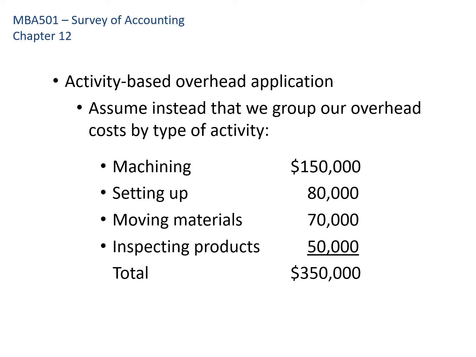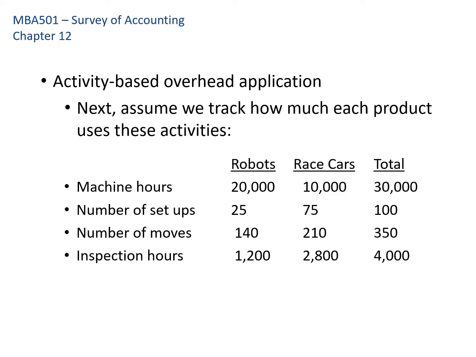Moving materials, that's the forklift drivers. So I'm paying forklift drivers, the cost of the forklift, the maintenance of the forklift, all of that, that's $70,000. And then I have costs for inspecting products, $50,000. So I've taken that $350,000 and I've broken it out into what kind of activities it represents. Then I can look at each of those products and say, what do those products require? Okay, so what kind of activities are those products consuming?